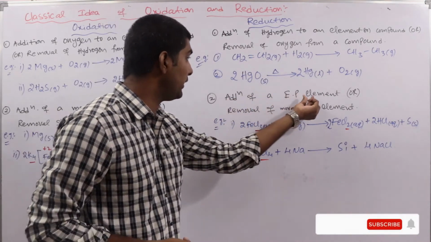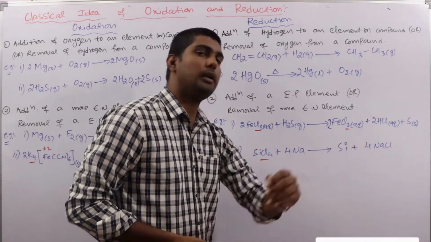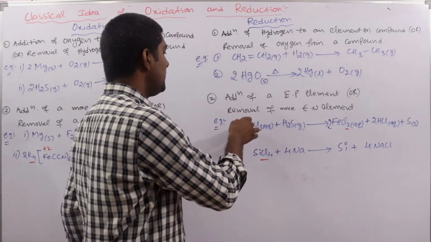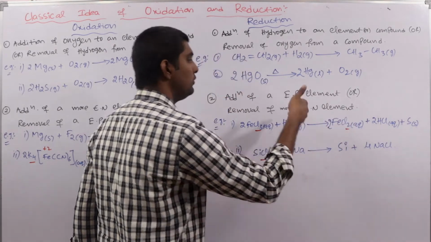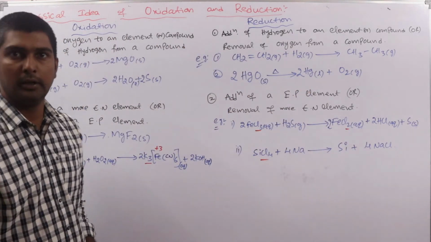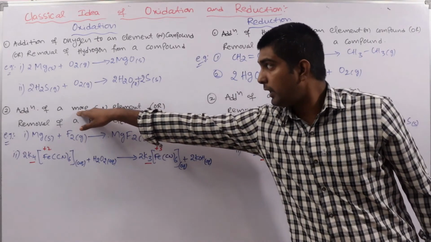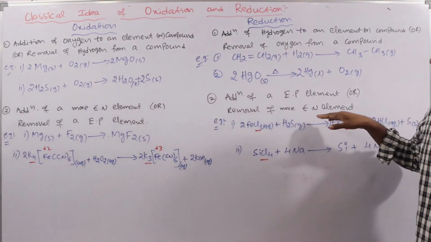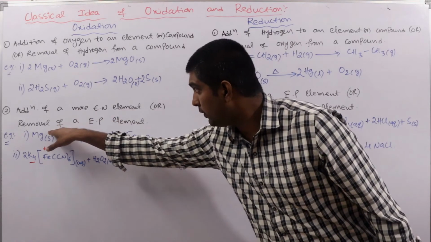Addition of an electropositive element, here sodium is added, we are getting NaCl. And here removal of an electronegative element, chlorine is removed, so that's why it is reduction. Very simple. More electronegative element addition is oxidation, removal is reduction. More electropositive removal is oxidation.